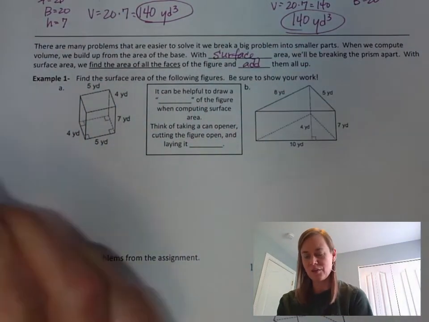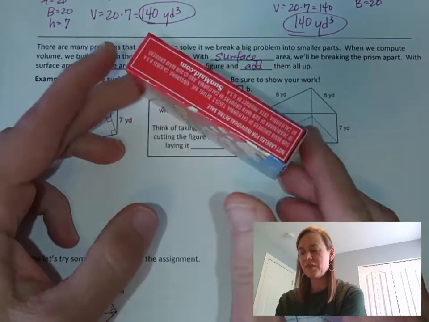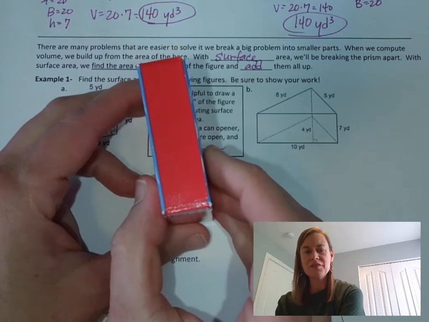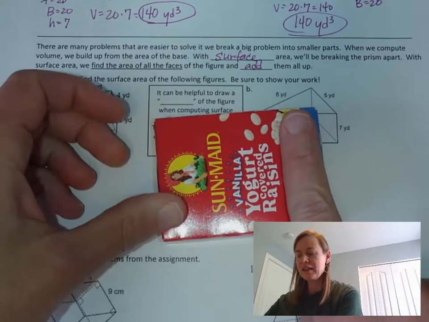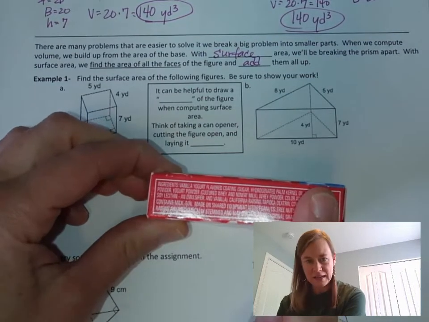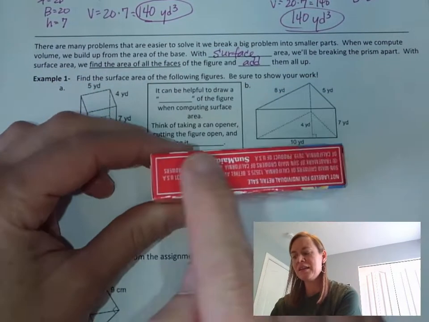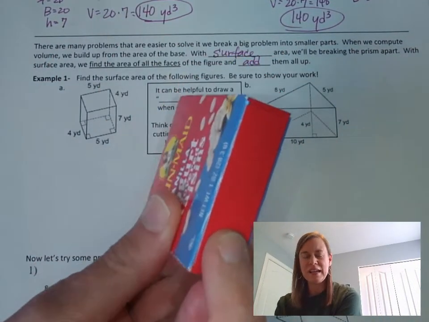Does anybody like yogurt raisins? I have this cute little box of yogurt raisins, and if you think about it, it's a rectangular prism, right? So if we were finding the surface area of this box, we'd have to find the area of this side and add it to the area of that side, and add it to the area of that side, and add it to the area of that side, and add that to the area of this side and this side.